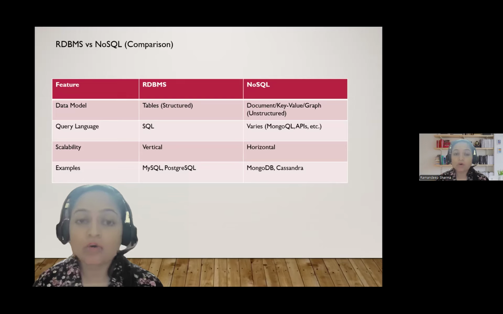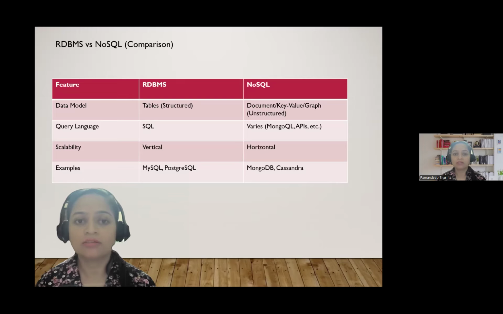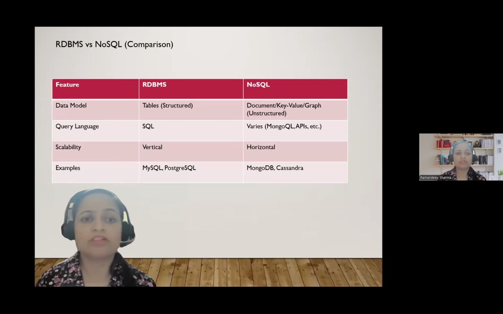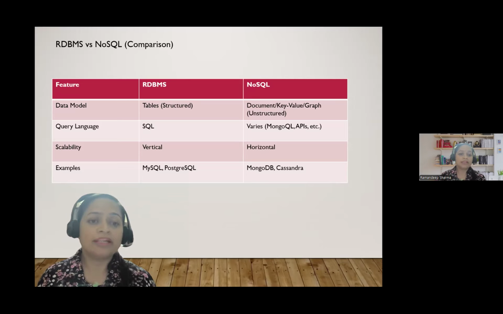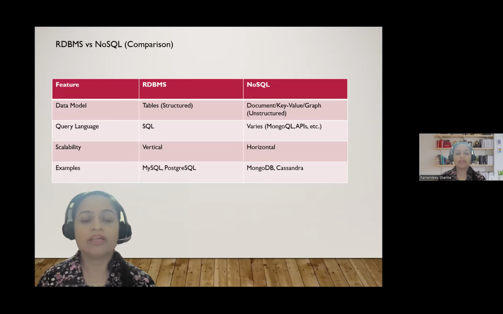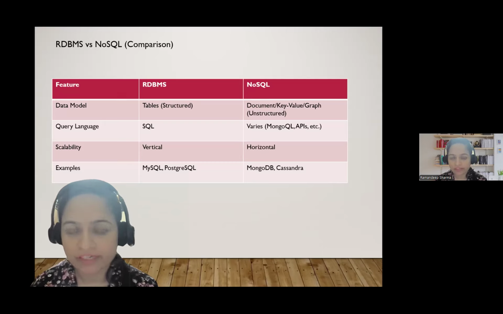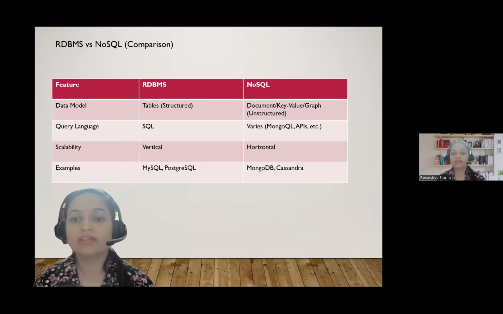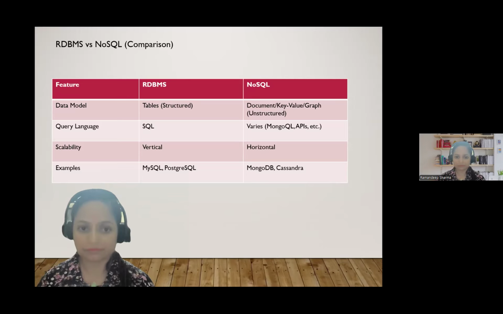Now the question arises: how to choose which database is better and which is not? It depends upon the requirements. Let's suppose we talk about RDBMS and NoSQL. If we talk about the data model, RDBMS stores the data in the form of tables, and NoSQL stores the data in the form of documents that are unstructured. Some NoSQL databases use document type data storage, some use key value, and others use graphs.